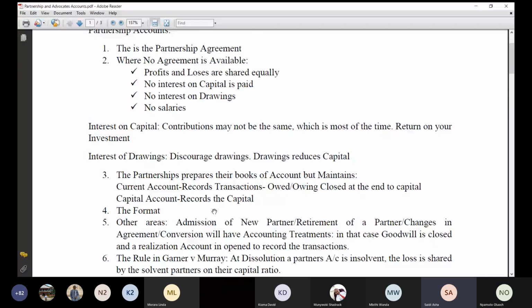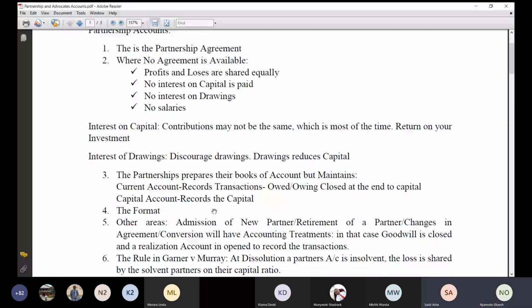Partnerships also prepare their books of account, but there are two major accounts: the current account and the capital account. If you look at that question 3 that we had agreed that we are going to use as our guide or working, you'll see there is the capital account for this guy called Frame, and then there is French. Then they have their current accounts. The current account basically would record what is owing to the partner or what that particular partner is owed, and that has a reducing effect.